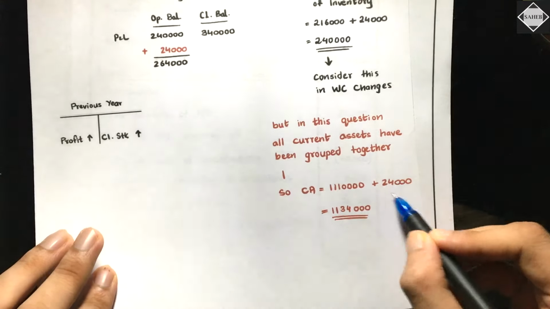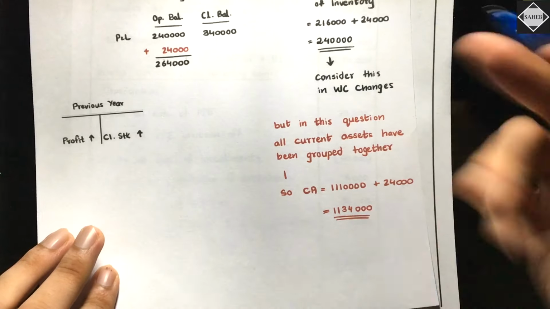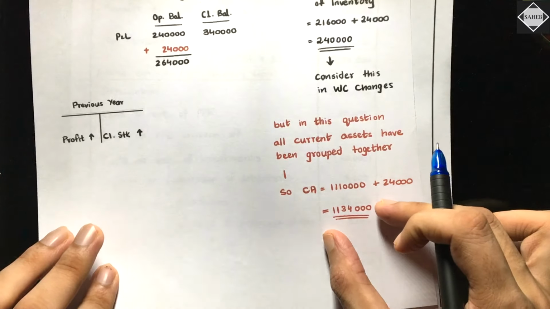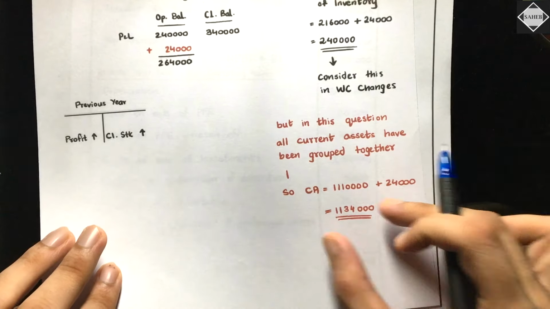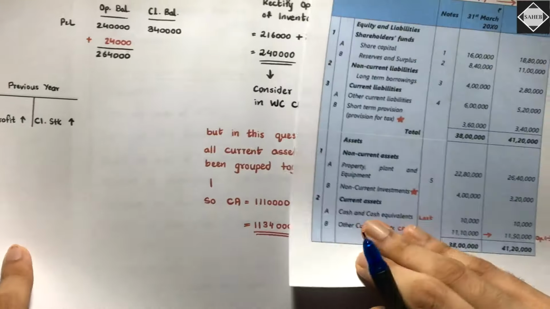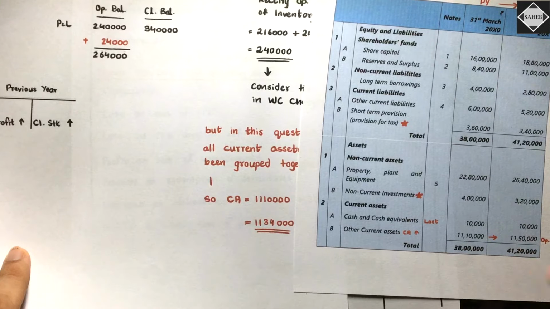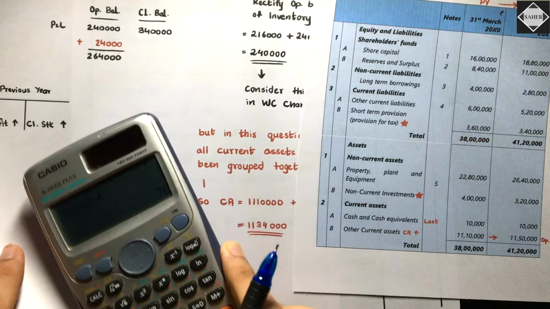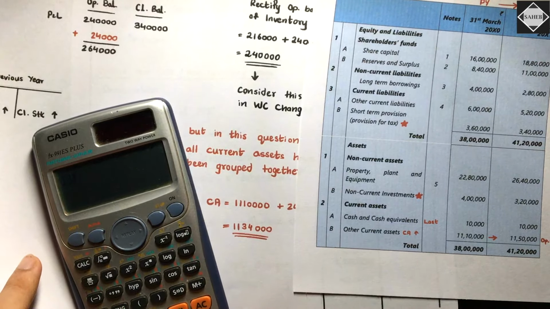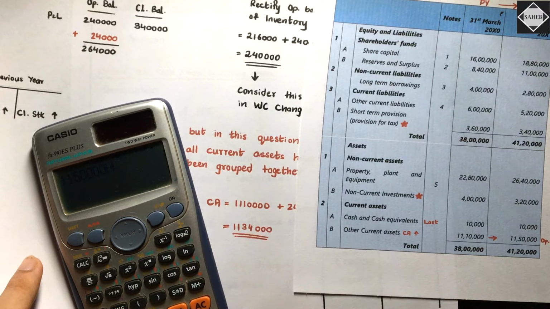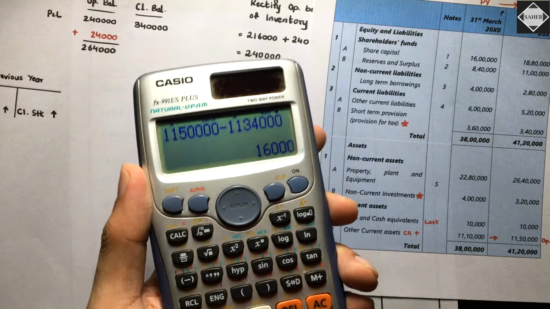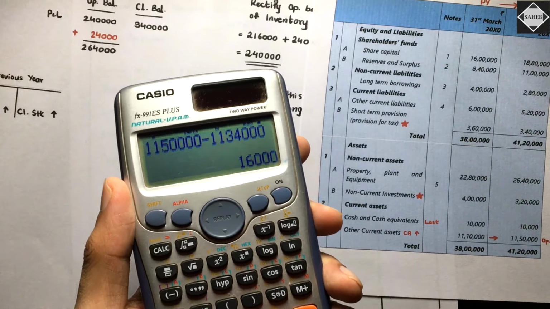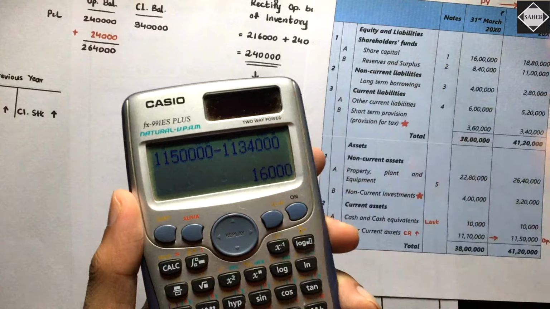Yeah, we have increased it by 24,000. So our updated total current asset opening balance is how much? 11,34,000. So 11,34,000 is what you will compare with the 11,50,000 closing balance of current assets. So see here, 11,50,000 minus 11,34,000, closing minus opening. We can find out that a 16,000 increase has happened in the other current assets. Yeah, inventory is also included in that.